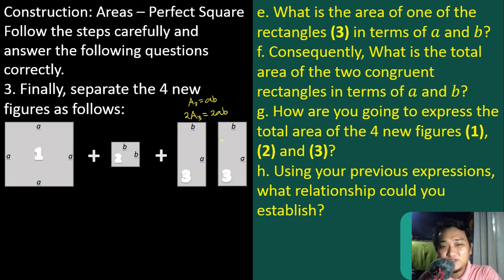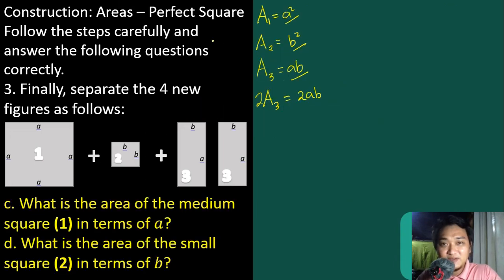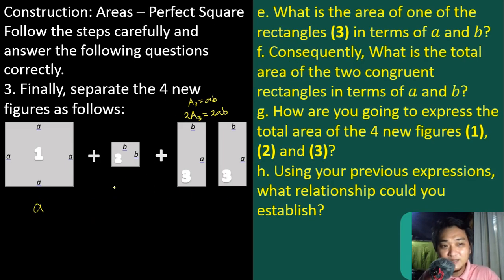Now, how are we going to express the area of these three figures pagka pinagsama-sama natin sila? Okay, so again, the area will be, so balikan lang natin, o yan, you have A squared, we have B squared, and you have 2AB. Pag pinagsama-sama natin sila, that will be A squared plus B squared plus 2AB. Now, the last question will be, using our previous expression, what relationship could we establish?